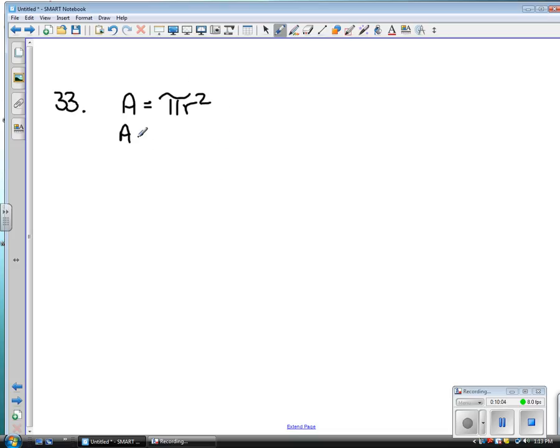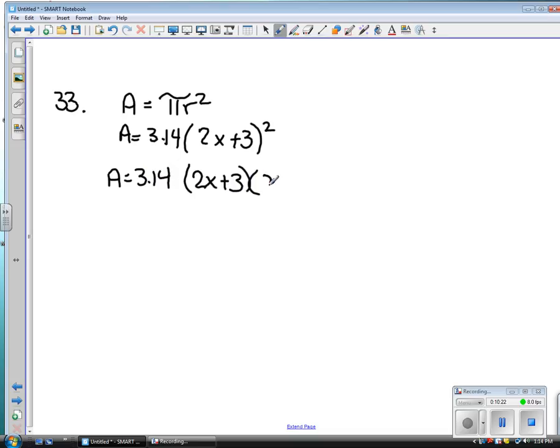What is pi? 3.14. Okay. What's the radius of this circle? 2x plus 3. What does it mean when I need to square this? I'm going to write it twice. So 2x plus 3 times 2x plus 3, correct? That doesn't mean 4x squared plus 9, and I'm done. It doesn't mean just square each individual term. Because there's an add in here, I've got to write it twice.